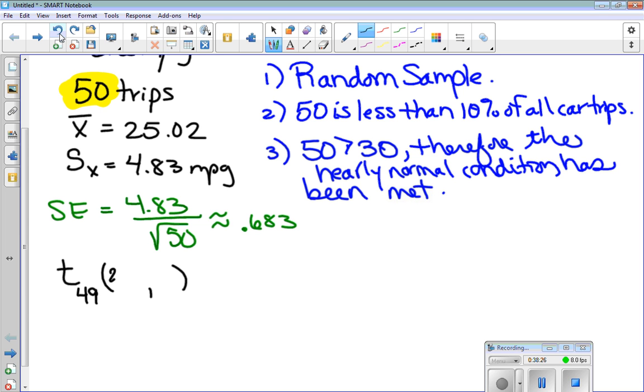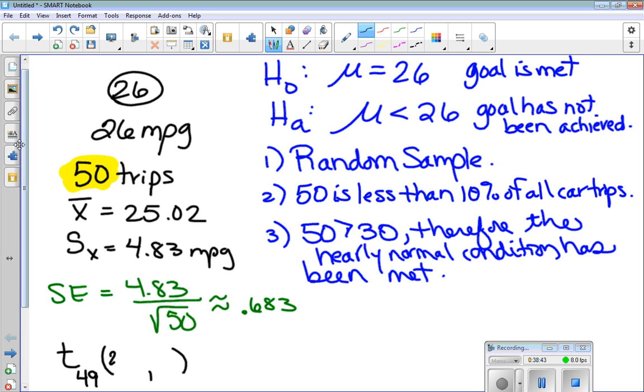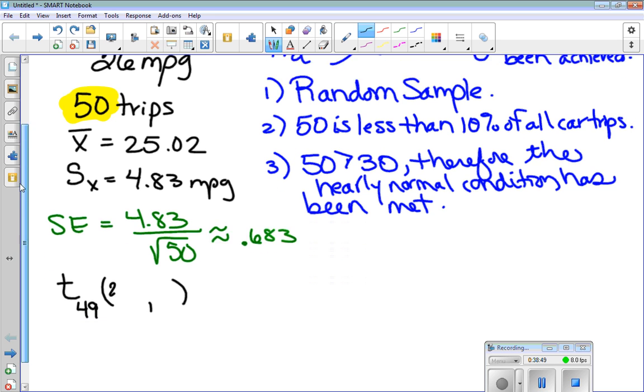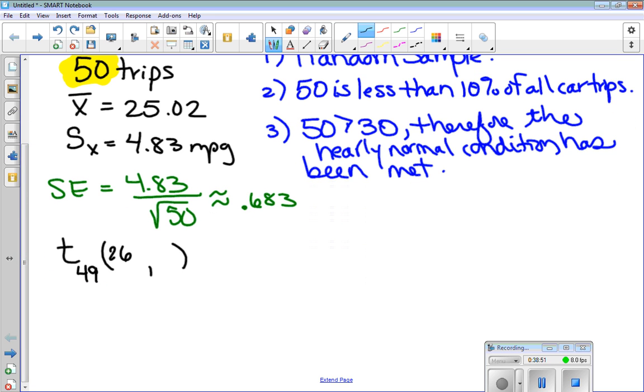Oh, and I'm sorry, it's actually, they got 26. Why did they do 26 is my question. Oh, hang on. The 26 is the claim. That's why. That's your center. If you're going to graph it right, that's going to be your center. So 26 goes here, and your standard error is 0.683.